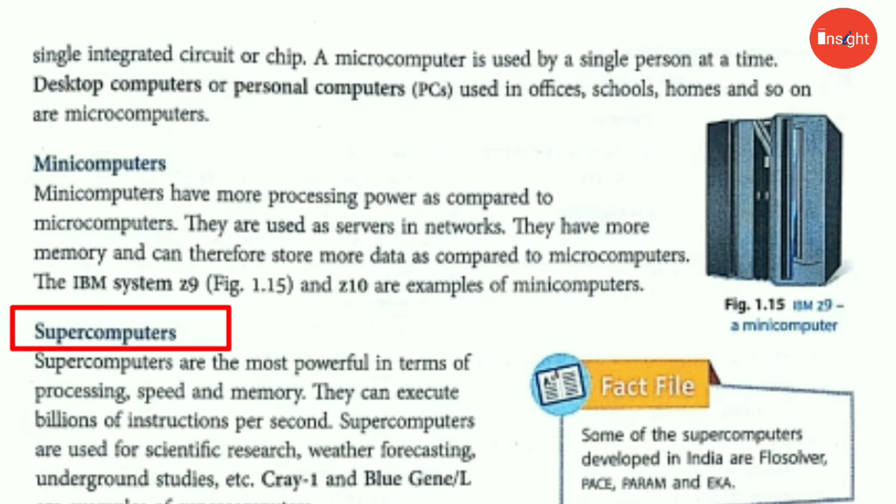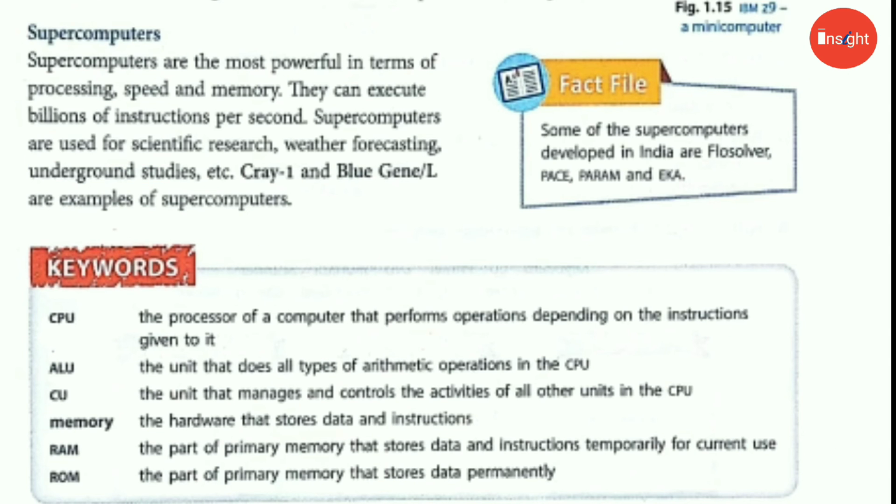Supercomputers. These computers are the most powerful computers in terms of processing speed and memory. They can execute billions of instructions per second. Can you imagine how fast these computers are? And where these computers are used? These computers are used for scientific research, weather forecasting, underground studies, etc. A few examples of these computers are Cray 1, Blue Gene/L, Param, PACE, etc.